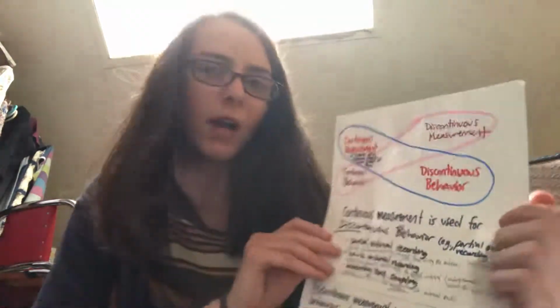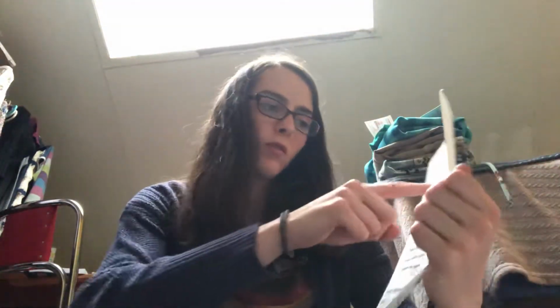So I wrote a little chart here. I don't know if you can see it or if it's backwards, but it says continuous measurement is for discontinuous behavior. So all the instances of a response class in a given period of time is continuous measurement. So that would include partial interval recording, which is whether a behavior occurred at all during that period, during any time in the interval. Like, did it occur, yes or no? So if it did occur, you would mark it off.